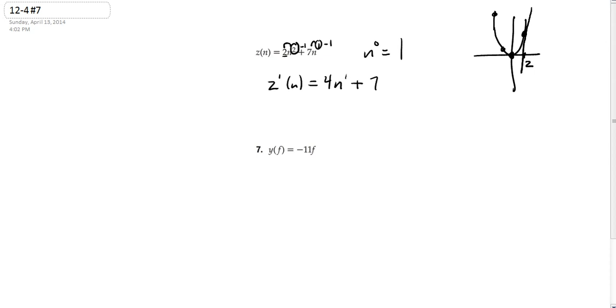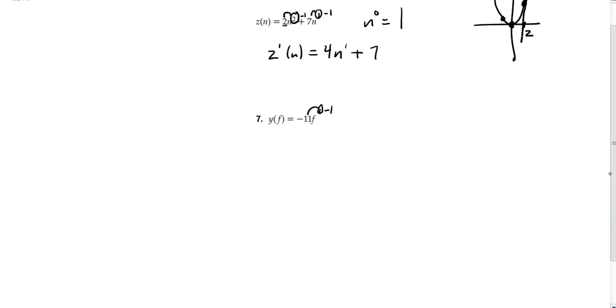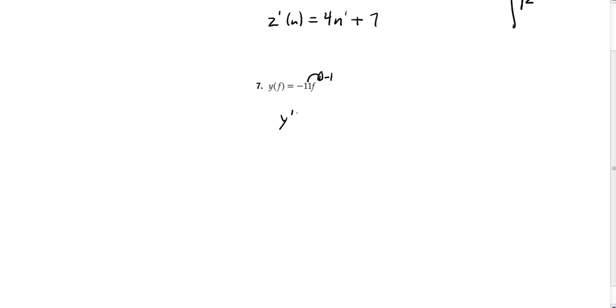So let's look at number 7 from 12.4. Y of f equals negative 11f to the first. So multiply our exponent, subtract 1. So y prime of f equals negative 11. 1 times negative 11 is negative 11. 1 minus 1 is 0. F to the 0 is just 1. So y prime of f equals negative 11.